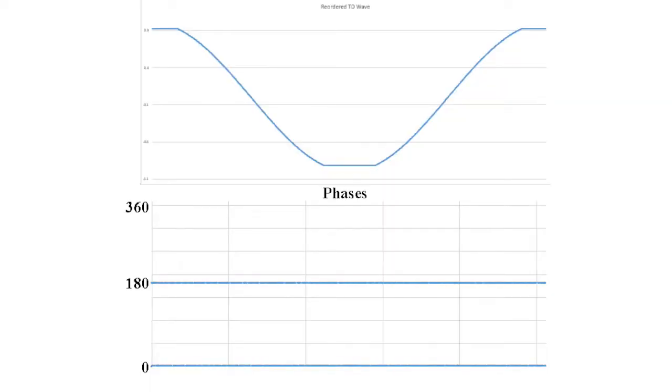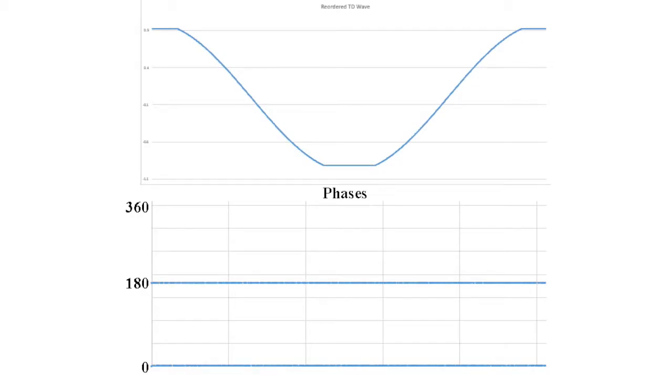And here's an example. I created lots of different kinds of harmonic distortion. I tried all kinds of things. And look at my phases down here. 0 and 180. That's it. Only those two phases. Now that's for a cosine wave.